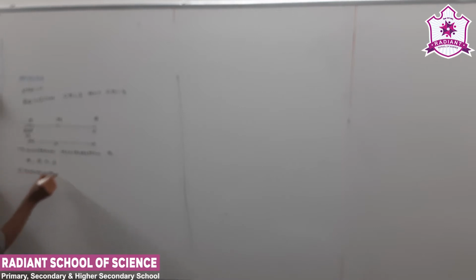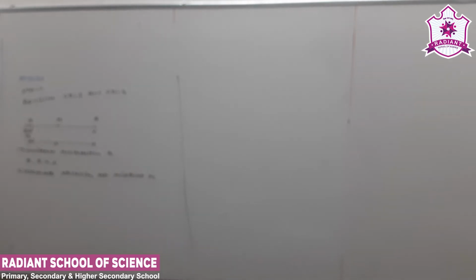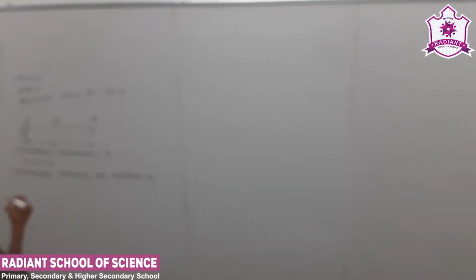Calculate the velocity at the midpoint. Here the motion is with uniform acceleration. M is the midpoint, so the distance covered will be L by 2 and L by 2. Now see, let us say the velocity at the midpoint is x.